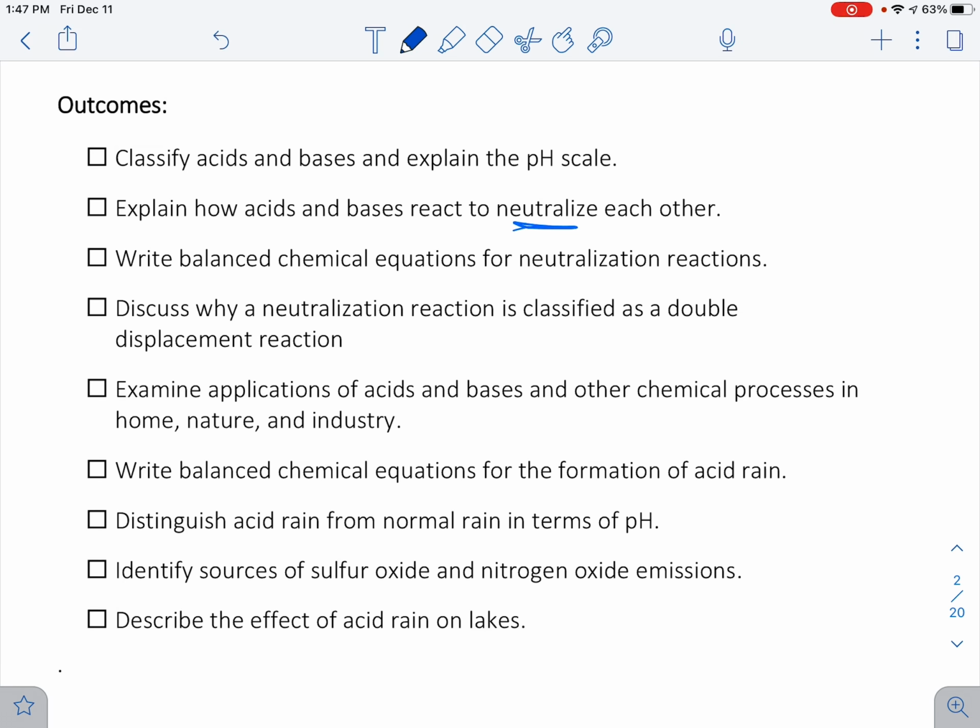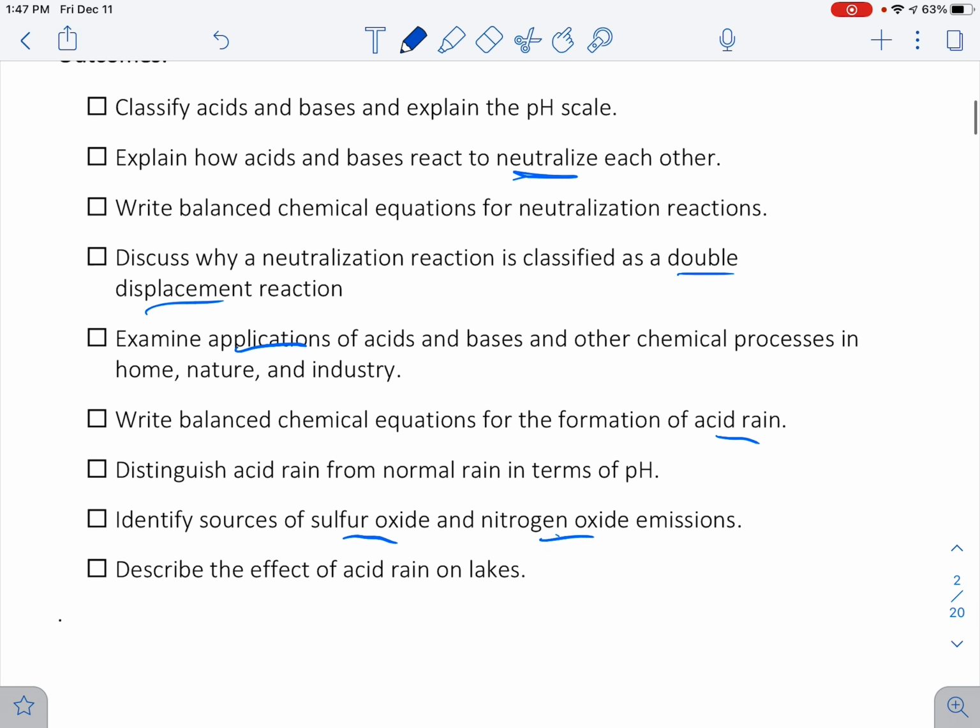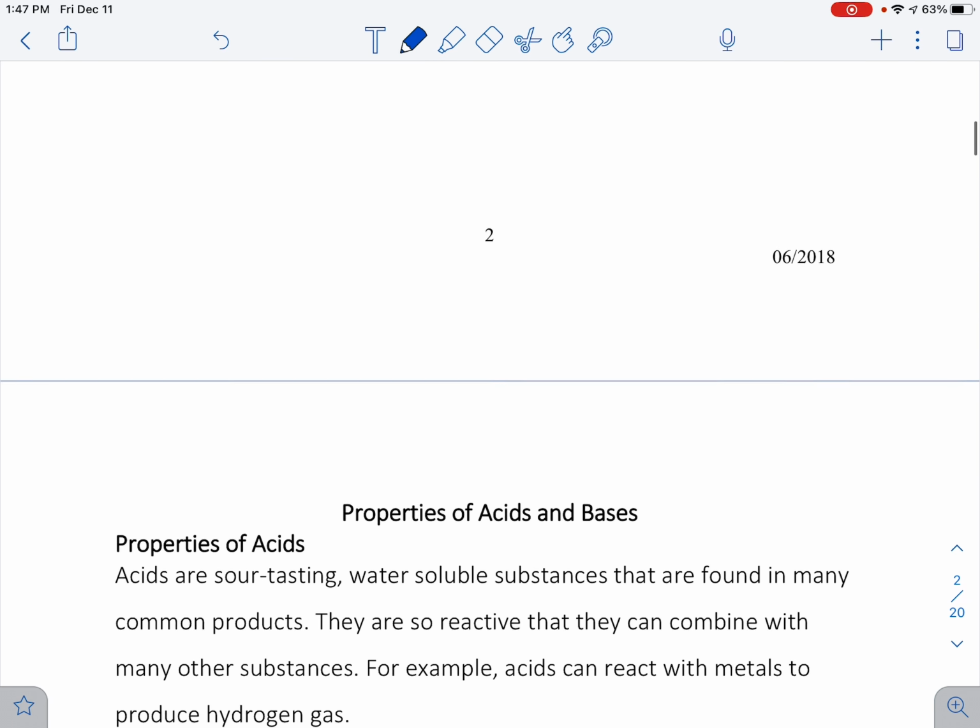We're going to write some balanced chemical equations. We're going to discuss how this is a double displacement reaction. We're going to look at some applications of acids and bases. And then we're going to talk about things like acid rain, and then nitrogen oxide, sulfur oxide emissions, and also the effects of acid rain on lakes. So let's get into it.